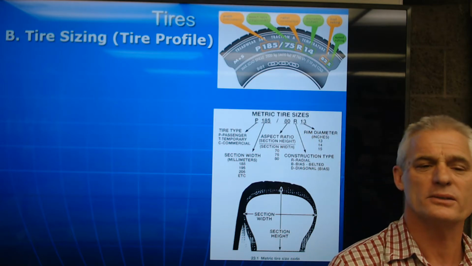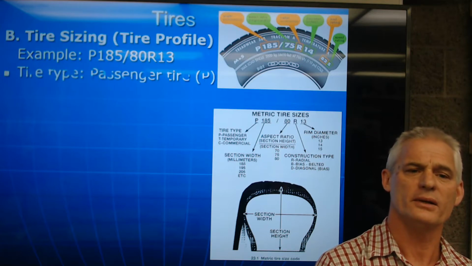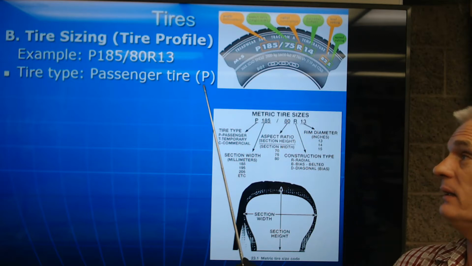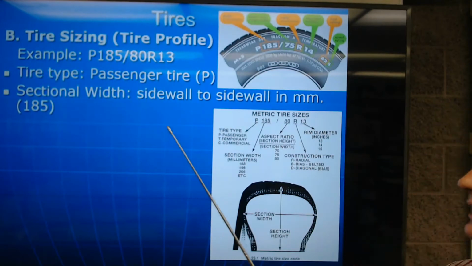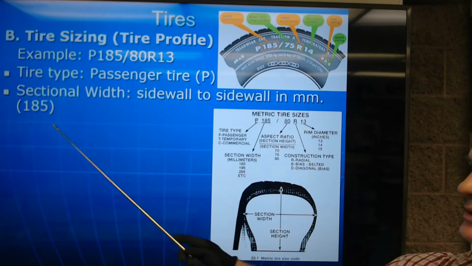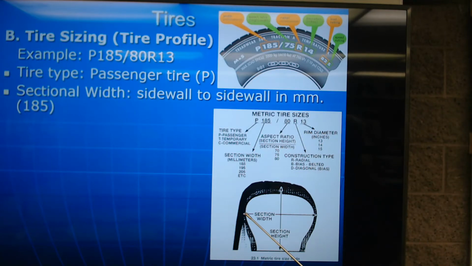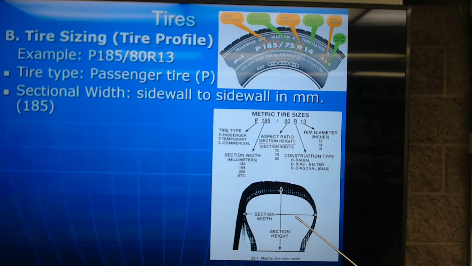And let's talk about these a little more specifically. So there's our example of 185/80 R13. It's a passenger car tire based on this P as opposed to a light truck tire. It has a sectional width, which is a sidewall to sidewall dimension in millimeters, of 185 millimeters. So that means from here to here is our sectional width, from side to side.